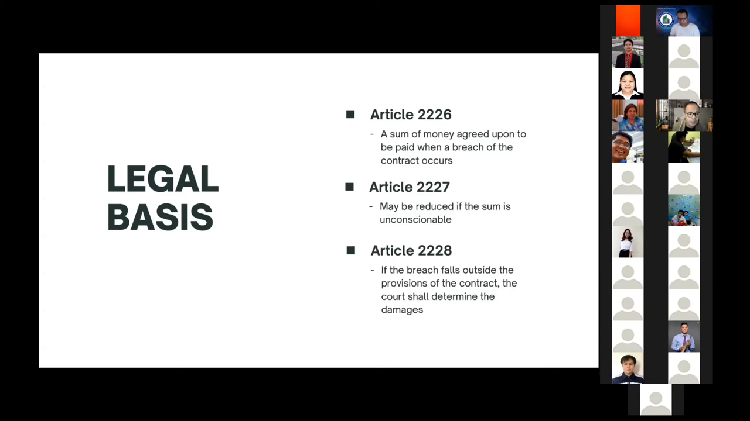So what 2228 means is that when the validity of the liquidated damages is put into question, the court has the power to determine the actual measure of the liquidated damages rather than what has been agreed. So the court can step in and revise the amount.